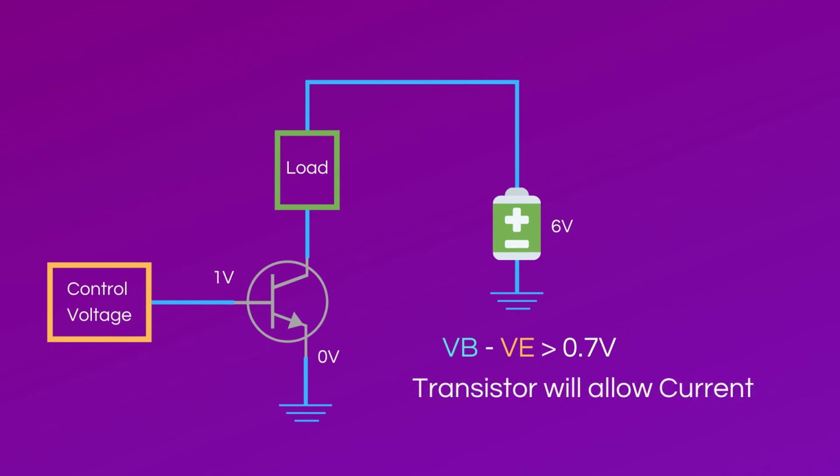Once a control voltage that exceeds the voltage difference requirement is added, the transistor will switch from the cutoff region to the active region, enabling current to flow through it and therefore provide current through the load. To remove current from the load, just reduce or remove the control voltage so that the transistor will switch back to the cutoff region and the load will be turned off.